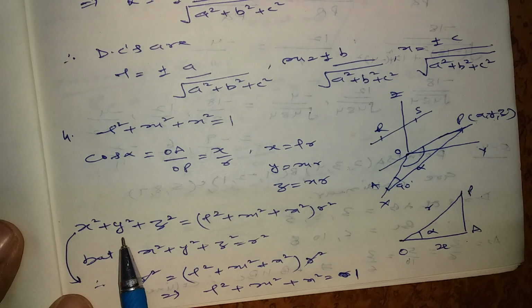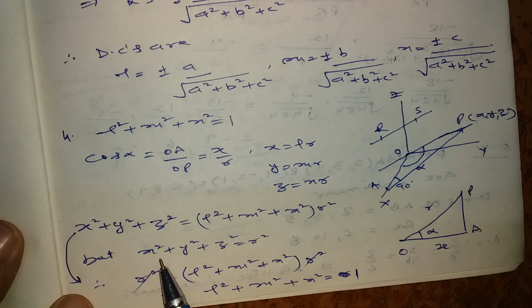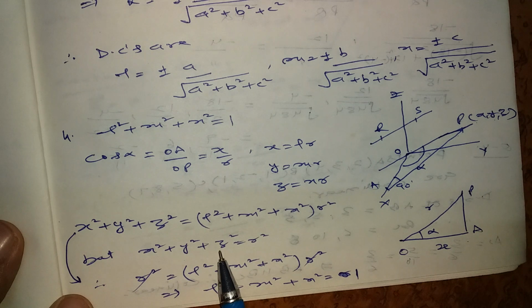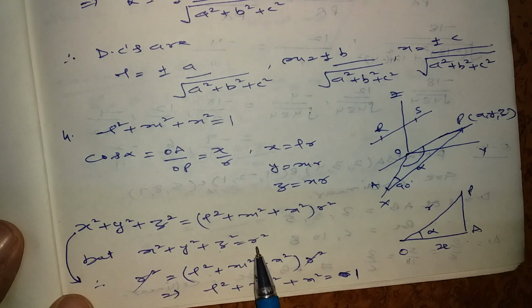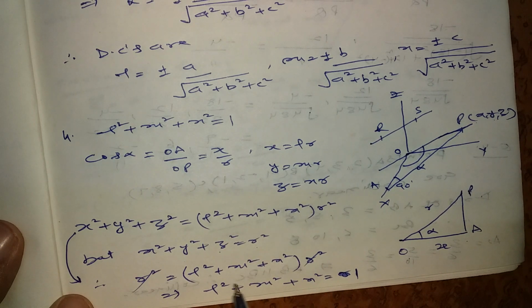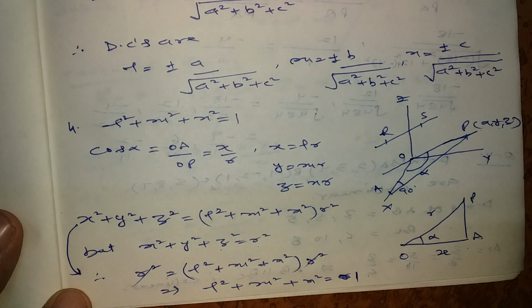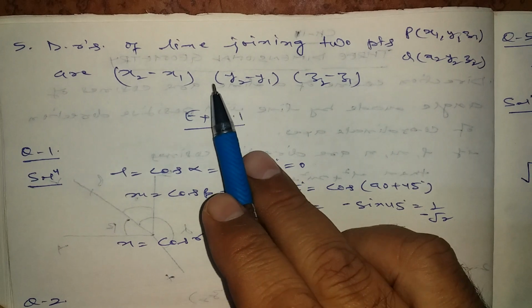So if we calculate x square plus y square plus z square, this is l square plus m square plus n square, with r square common. But x square plus y square plus z square is the distance of the point from the origin, so this must be equal to r square. We substitute this, r square is equal to r square times (l square plus m square plus n square), r square cancels. So l square plus m square plus n square is equal to 1. This is the derivation. Now this result is very important.